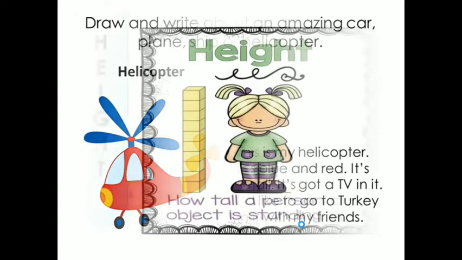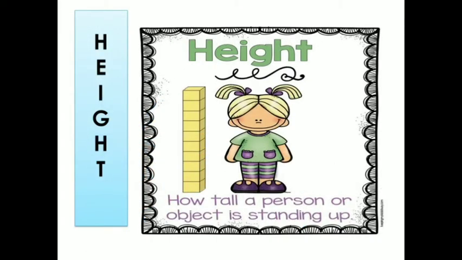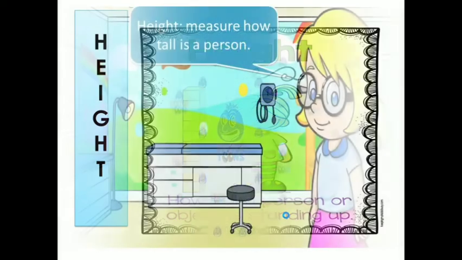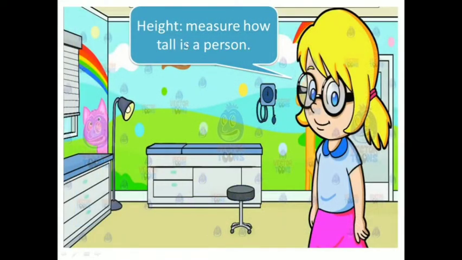All right. So let's go on with our lesson. Everybody, look at the picture. So this is the girl, and she was measured by these bricks, and we call it height. Everybody say height. Again, height. So we measure height on how tall a person or object is standing up. So for example, with this one, you're measuring how tall a person is.